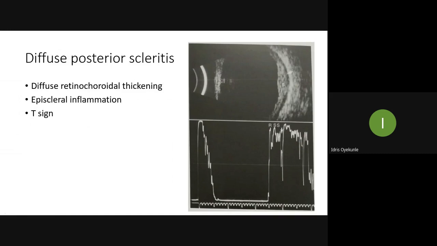That's seen in here. So this is scleral thickening as well, and this is also a scan without the T sign. So this is not an exam where you can see the optic nerve shadowing, so we can't see a T sign here.